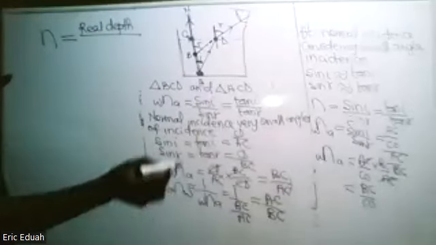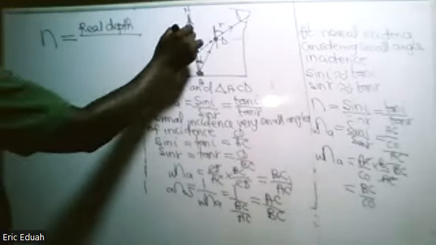Please, are we okay? Yes, please. Okay. Hence, the absolute refractive index of this is equal to AC over BC. Now, what is AC? AC from our diagram is the real depth, over BC. BC is the apparent depth.